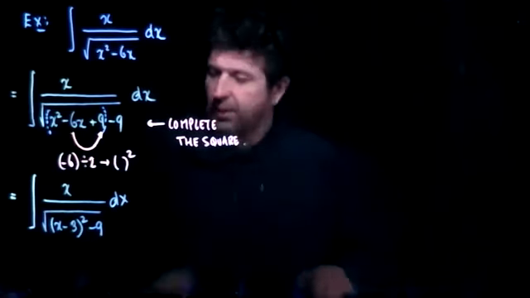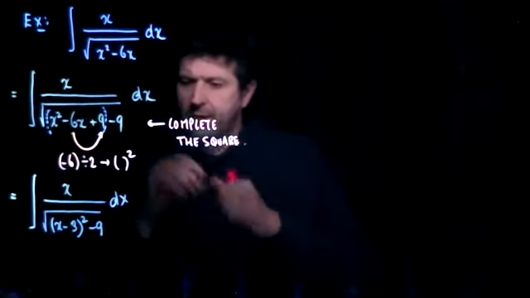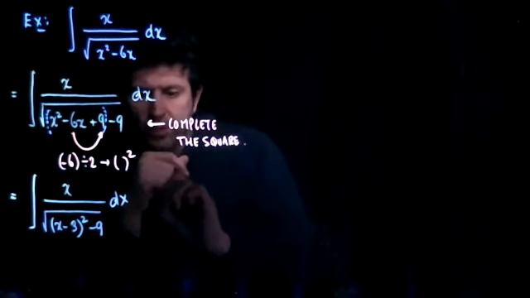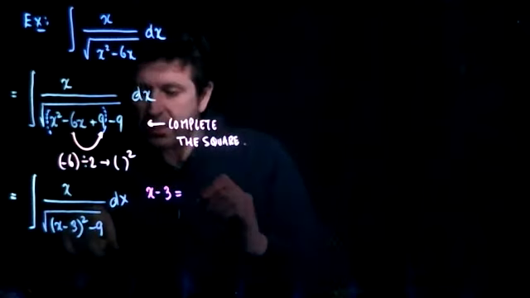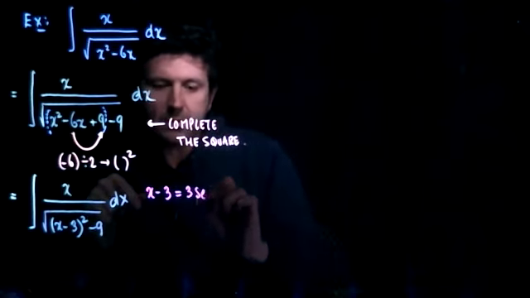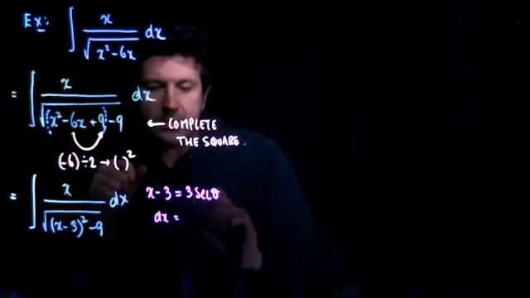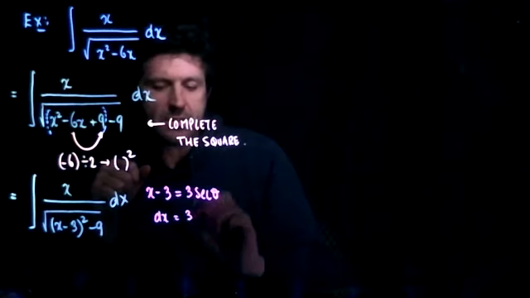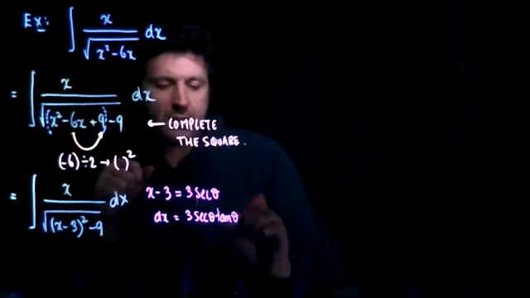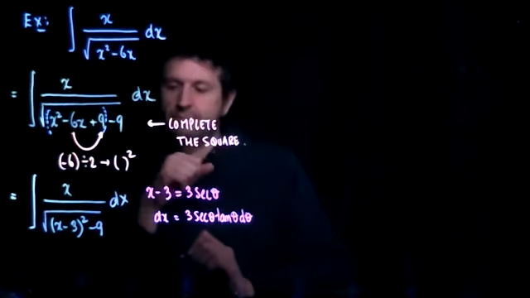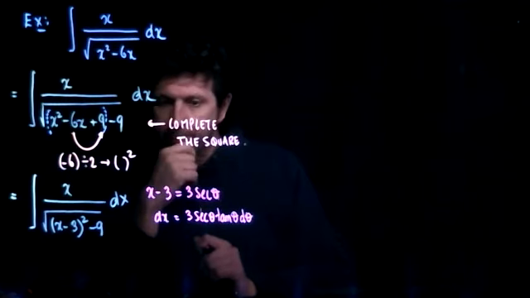So my substitution here will be u, which is x minus 3, equal to a secant theta, so 3 times secant theta, and so dx is, the derivative of secant is secant tangent, 3 secant theta tangent theta d theta.